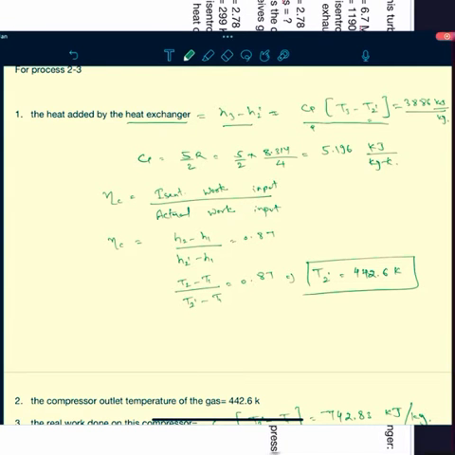So for a monatomic gas, Cp will be equal to 5 by 2 R. R will be equal to 8.314 divided by 4. That will come out to be 5.196 kilojoule per kg Kelvin. So the isentropic efficiency of the compressor is given. We know the formula is isentropic work input upon actual work input. So the isentropic efficiency is 0.87, which is H2 minus H1 upon H2 dash minus H1.